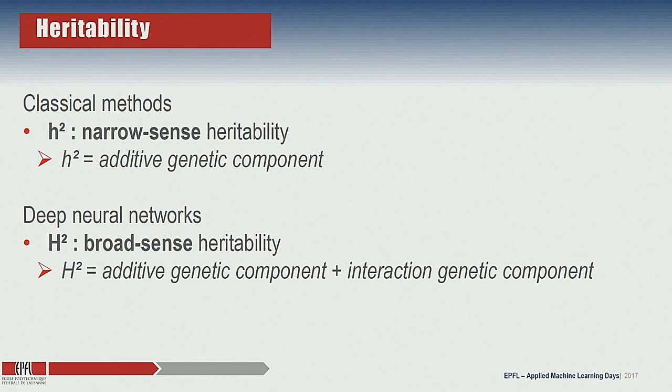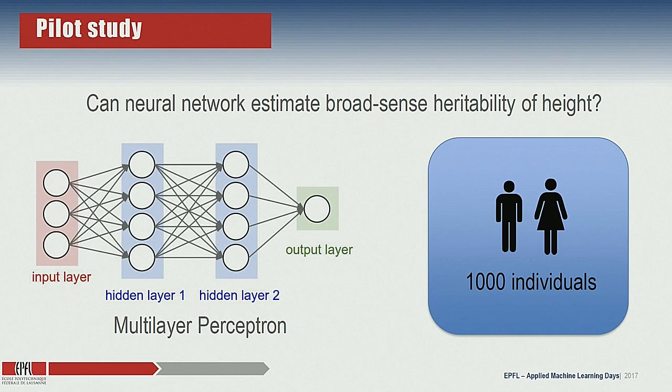Because of this reason, most classical techniques only estimate the additive effect of each SNP taken separately. And this estimate is what we call narrow sense heritability. By contrast, broad sense heritability takes into account this interaction. And what we wanted to see is whether or not neural networks can estimate this broad sense heritability.